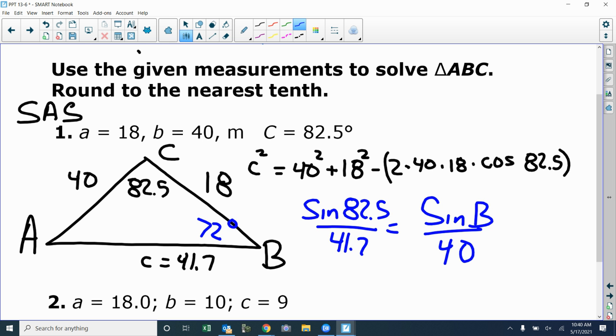Sum of the interior gives me angle A. 180 minus 82.5 minus 72 gives me 26.5. Is that right? What is it? 25.5. So that's 25.5.